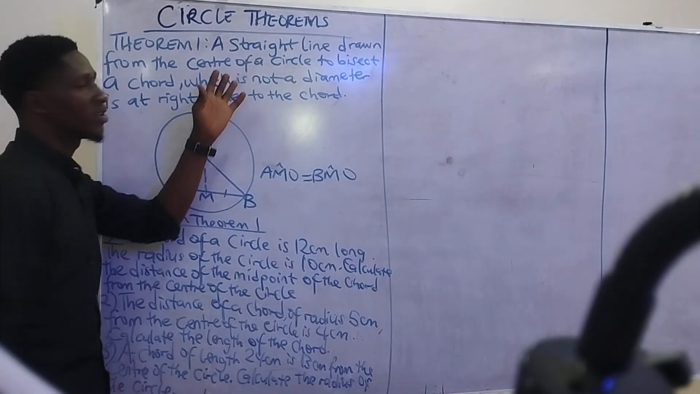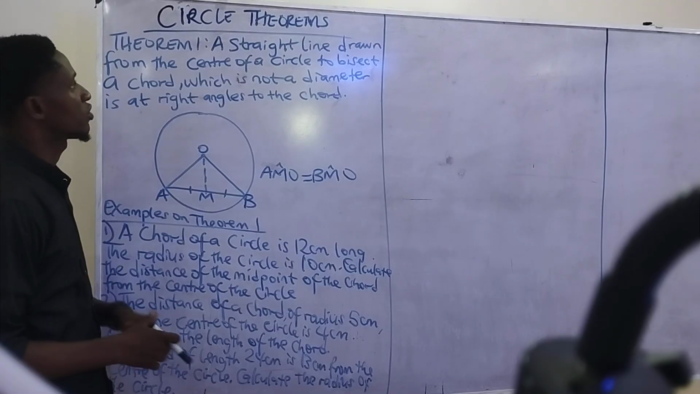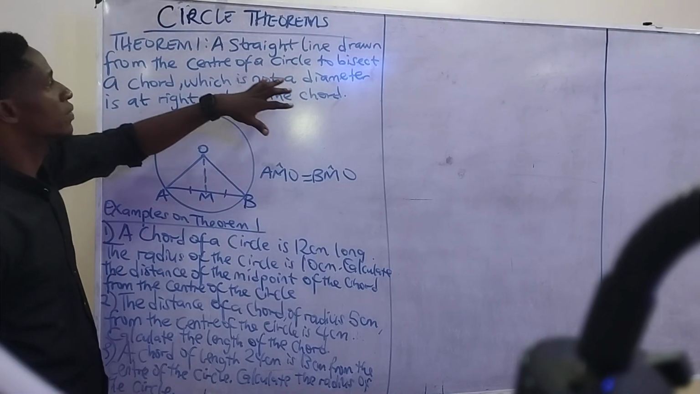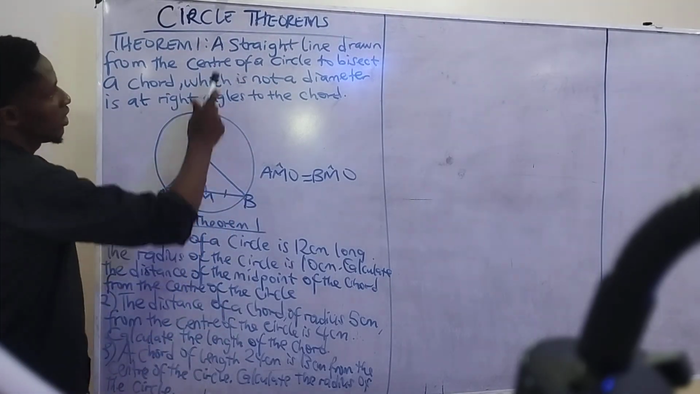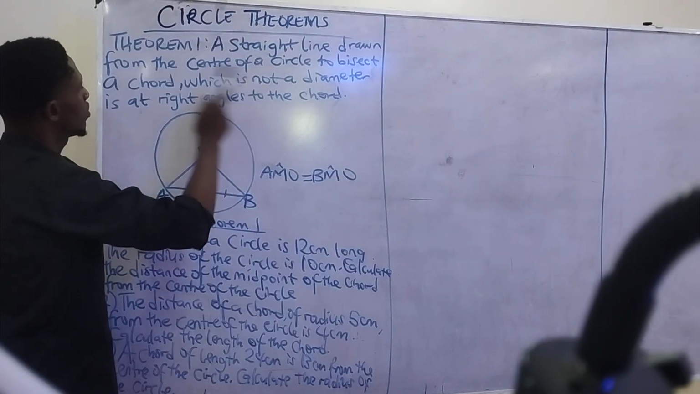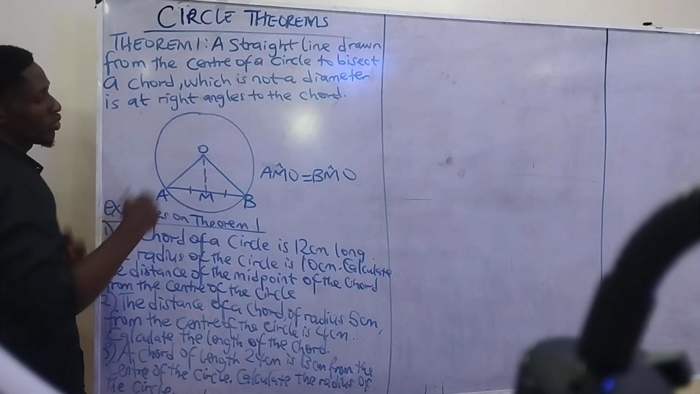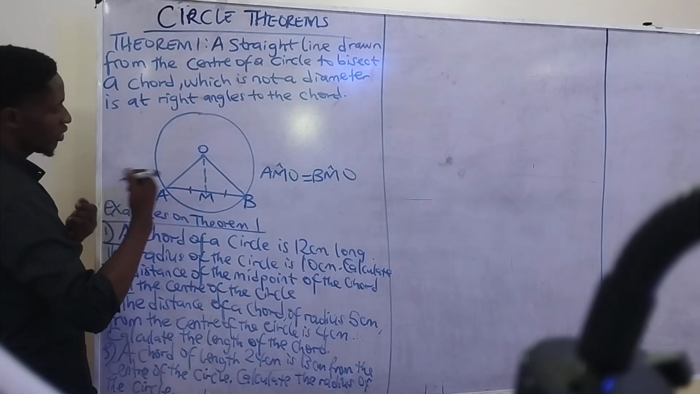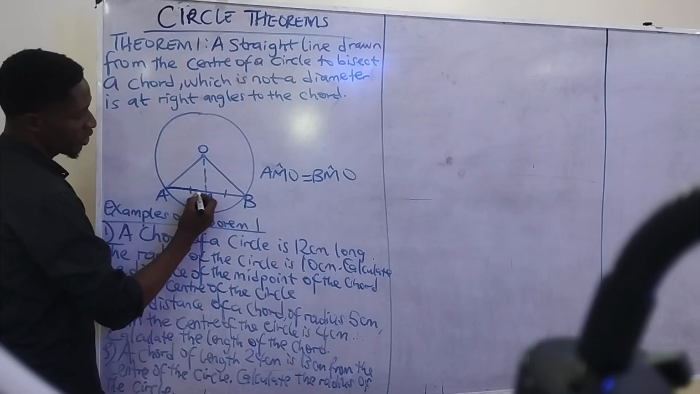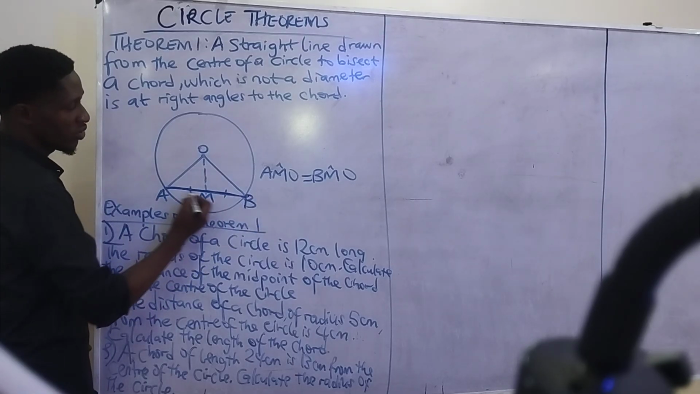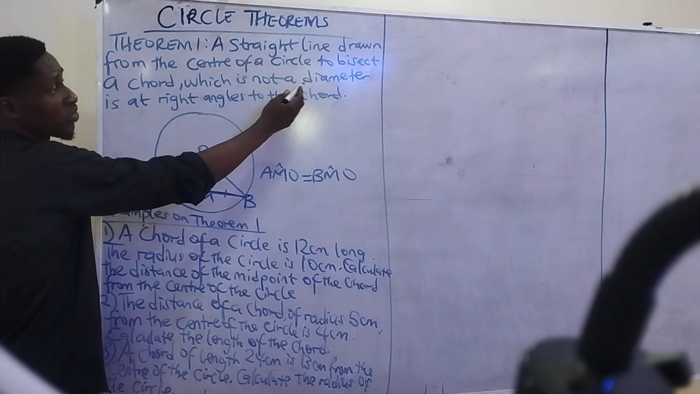Okay, we are going to be looking at circle theorems. So we'll start with theorem 1. Theorem 1 states that a straight line drawn from the center of a circle to bisect a chord. A chord is any line from one part of the circumference to the other. So this is a chord which is not a diameter.